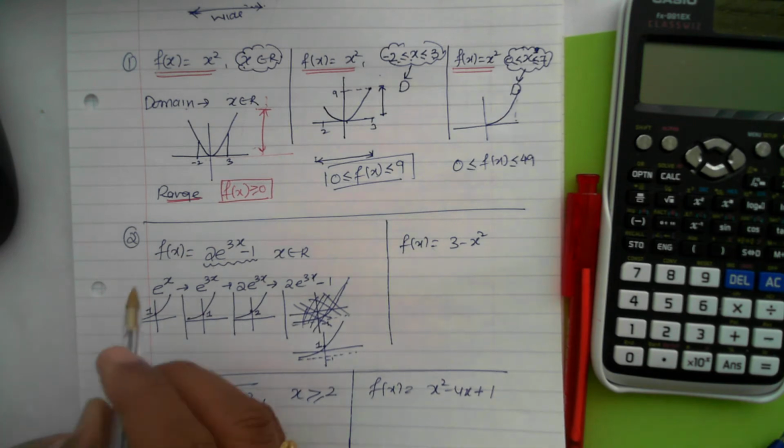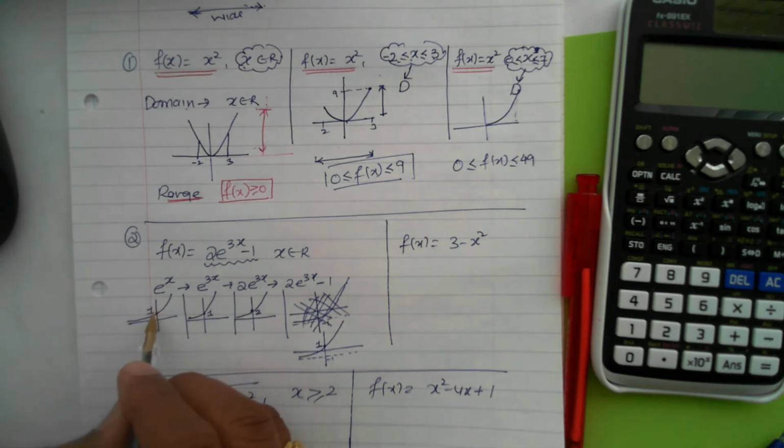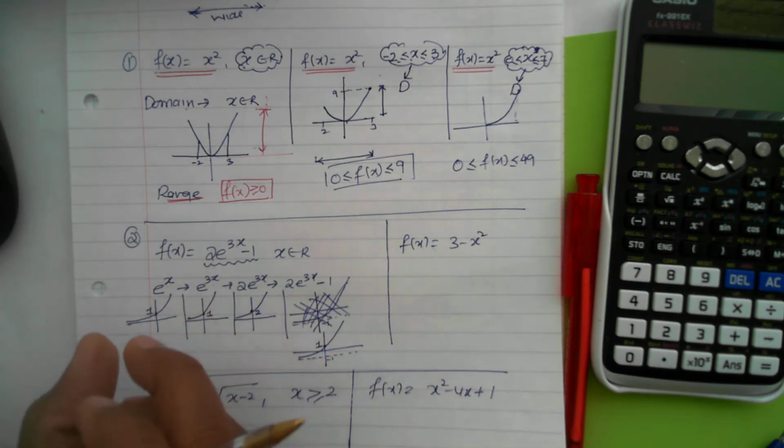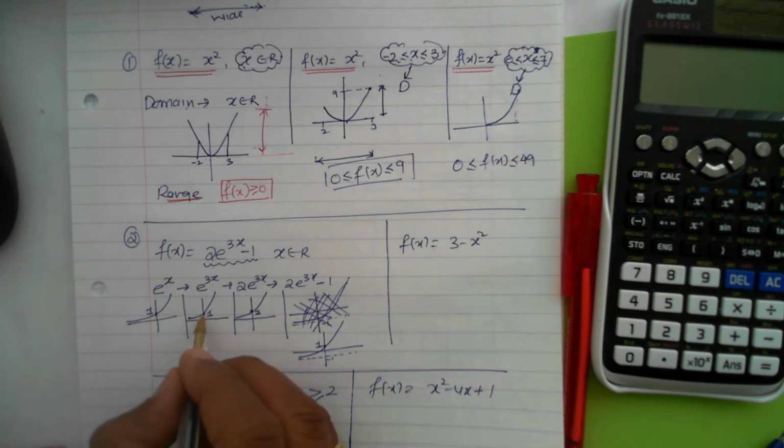Okay, here you are. This is the graph of e to the power x, which crosses the y-axis at 1. For e to the power 3x, x changes to 3x. The graph should squeeze in, but the x values will be divided by 3.